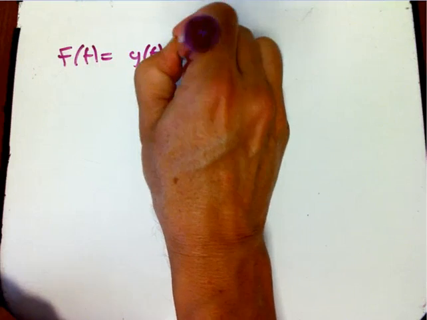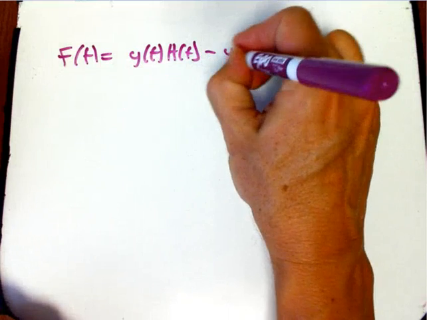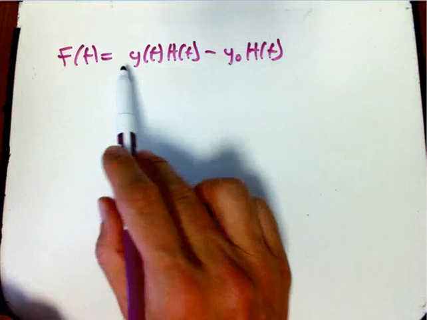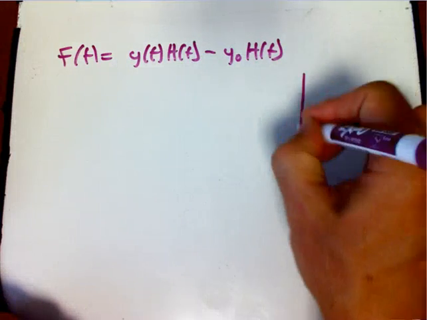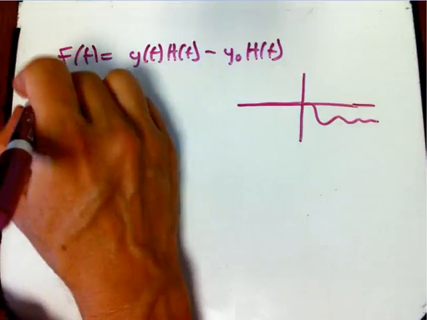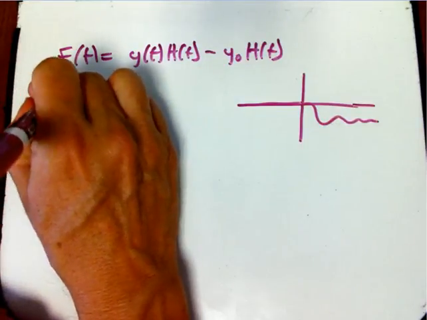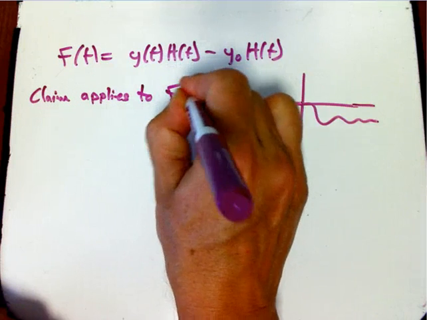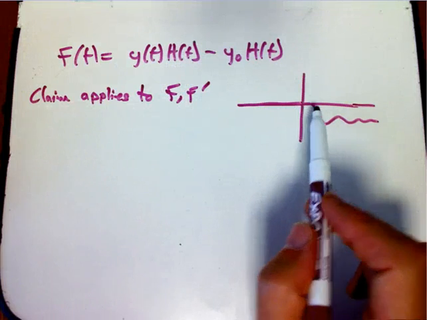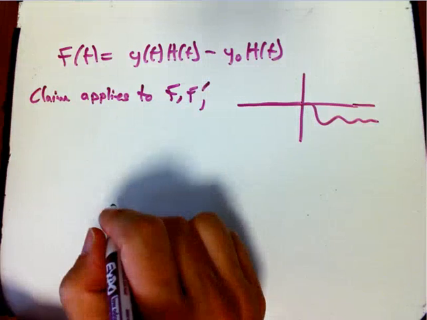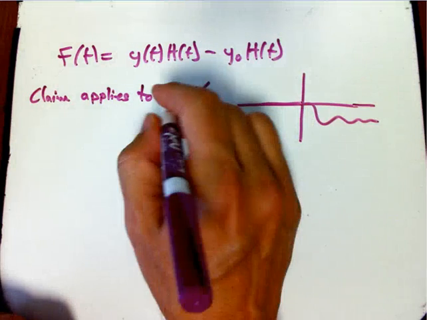Remember f of t was y of t, h of t minus y naught h of t. So that's the function extended to be the jumpy guy, but it has values for all R, and then slide the right half down so the thing is continuous and differentiable. So now our claim applies to f and to f prime. It is important that not only is there no sharp corner here, now there's a sharp corner in f prime, but no jump in f prime. Okay, and so that means that we can apply it.